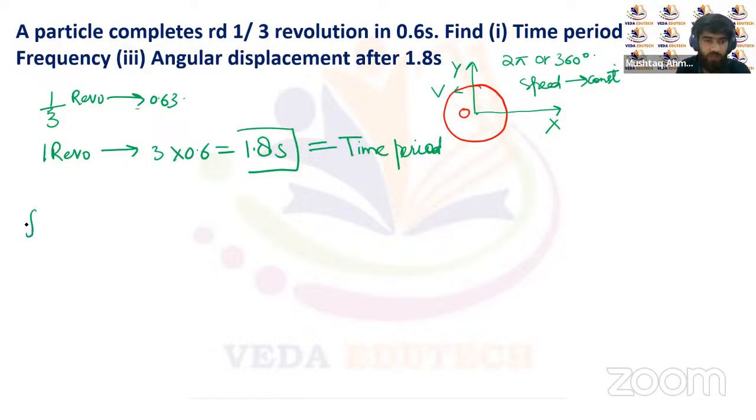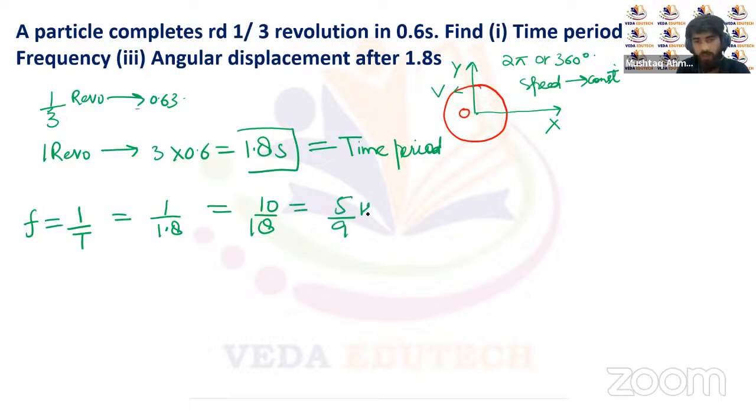And the frequency is 1 upon the time period. That's what we call the frequency, or the number of revolutions completed per second. Now you can see here the time period is 1.8 seconds, so the frequency will be 1 upon 1.8, or we can write it as 10 upon 18, that will be equal to 5 upon 9 hertz. This will be the frequency of this particle.